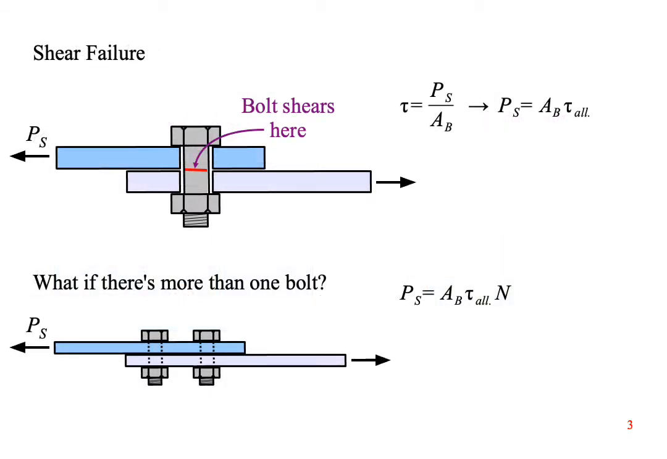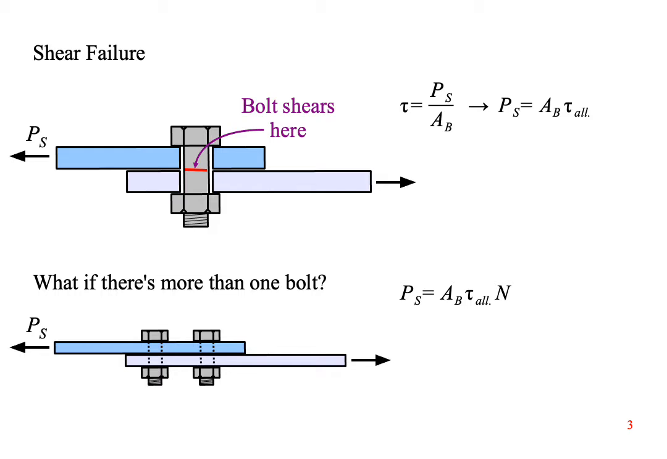The first failure mode of a bolted joint is bolt shear. This is where the bolt shears off because the applied shear stress is higher than the allowable shear stress for the material. P sub S is the shear force, and A sub B is the cross-sectional area of the bolt.